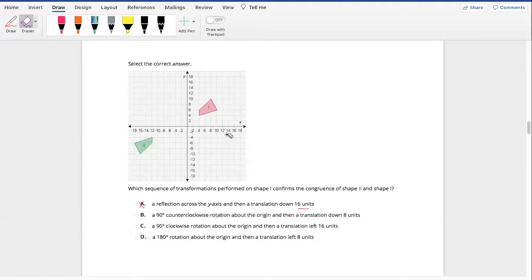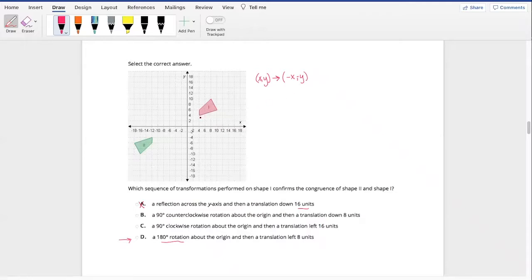All right, and just because we have to test them all out, let's jump and try this one. I'm going to start from the bottom this time. Maybe we'll get lucky and this one will work. 180-degree rotation about the origin, and then a translation left 8. Again, using that rule for the 180-degree rotation, we have our X, Y, and what happens is both your X and Y's change to become the opposite.